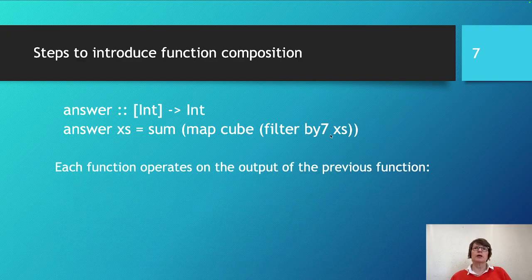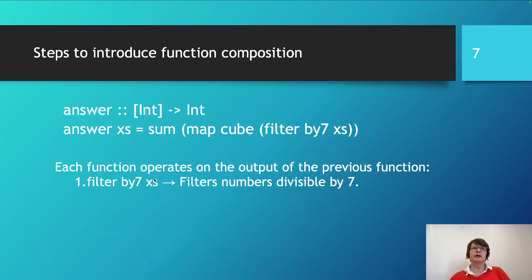So the first thing we're going to do is filter by that. So we're going to still have a list. Then we're going to map cube to that list, so that's going to cube each element of the list. And then we're going to get the sum of all of those.